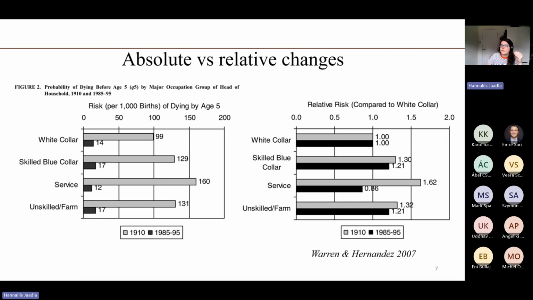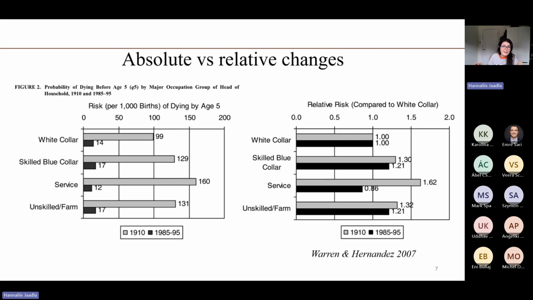Here is an example from a study by Warren and Hernandez from 2007, where they were interested in socioeconomic inequalities and mortality in the United States over the course of the 20th century. They have data from the 1910 census, the IPUMS data for the US, that has some child mortality information, so they've calculated indirect measures of child mortality. They also have data from current population surveys from 1985, 1990, and 1995, where they can similarly calculate child mortality estimates for these different socioeconomic groups. They separate out white collar, skilled blue collar, service, and unskilled farm.